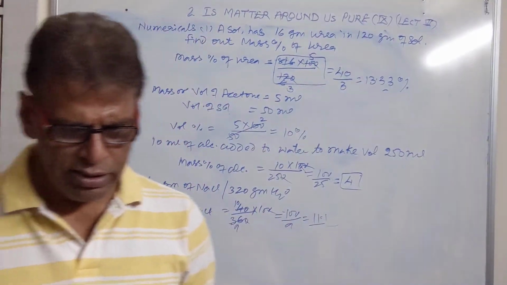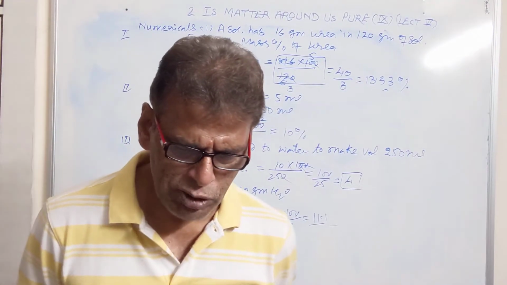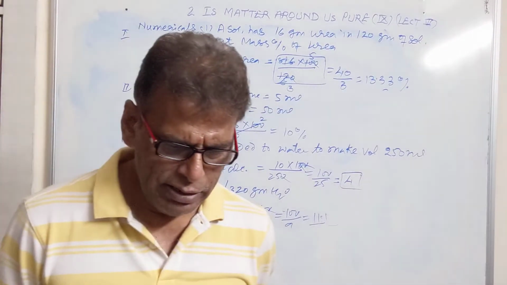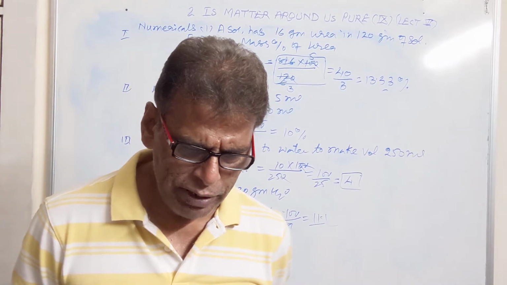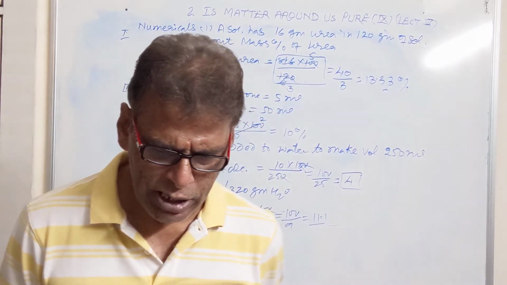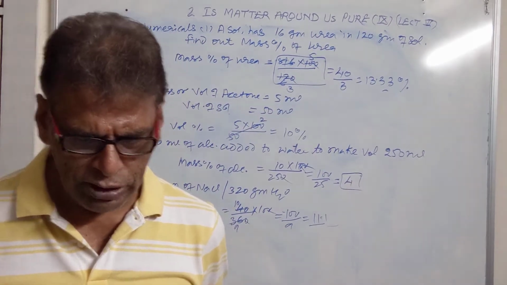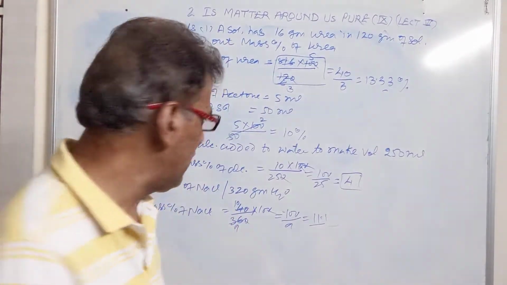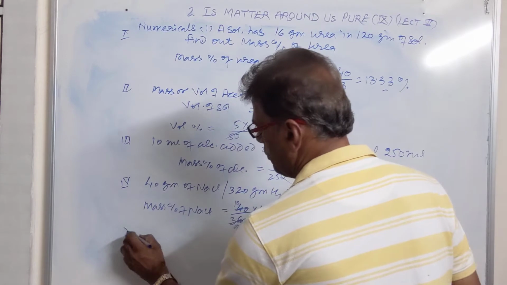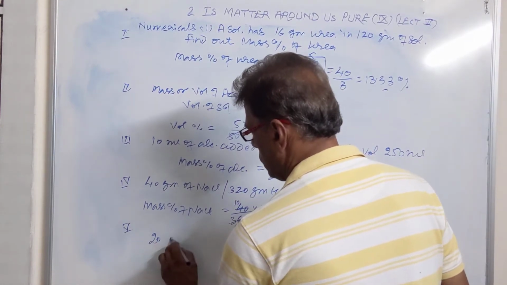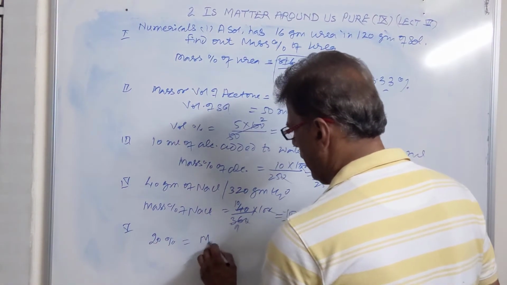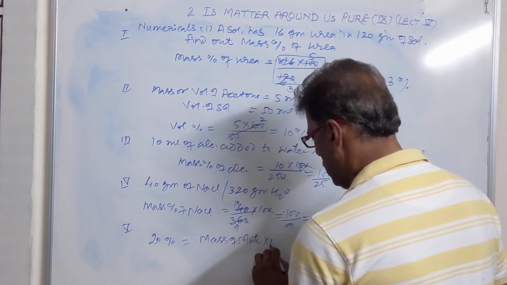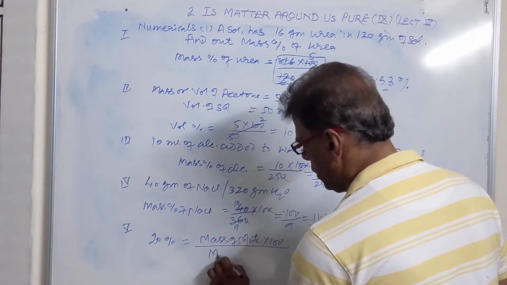Then we have the concentration of salt solution in terms of mass by mass percentage is 20%. The mass of solution is 550 grams. Determine the mass of the solute. Now you are given the mass percentage, it is 20%. Then we have the formula, mass of solute upon mass of solution multiplied by 100.